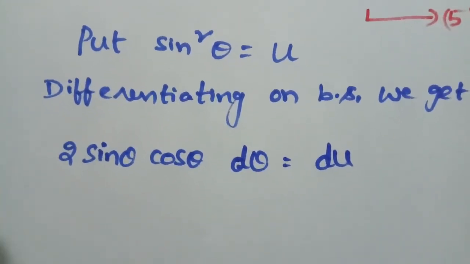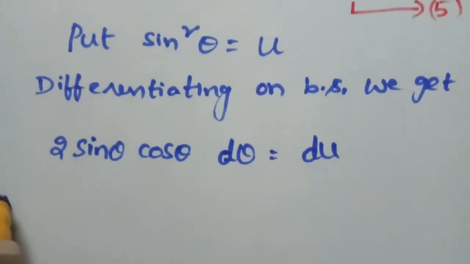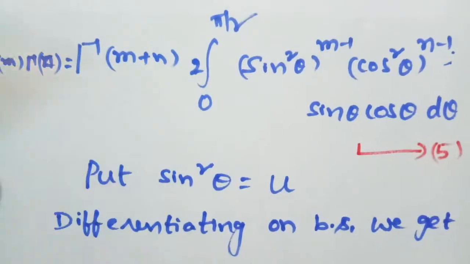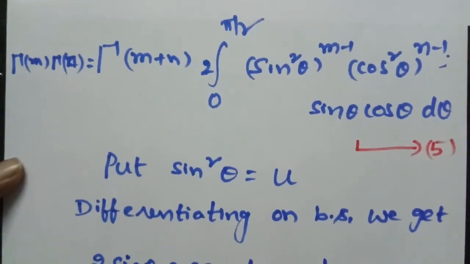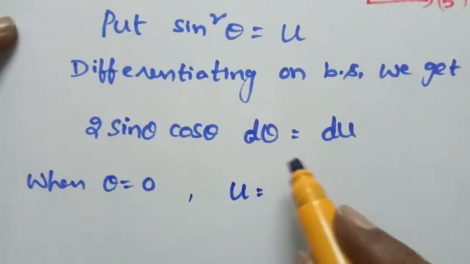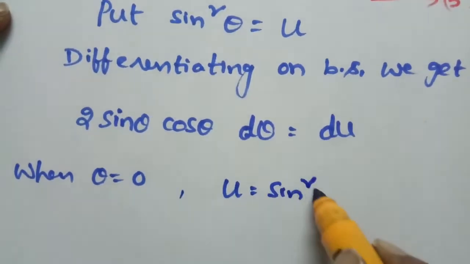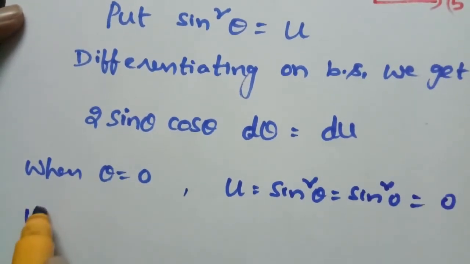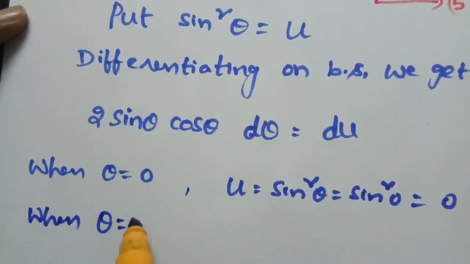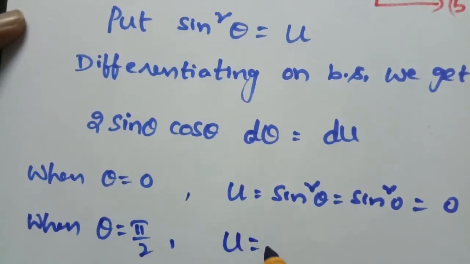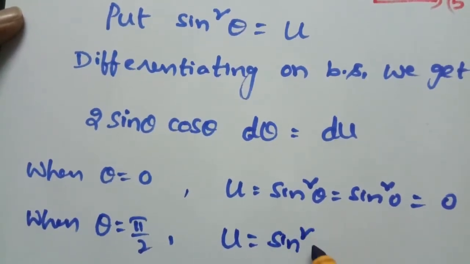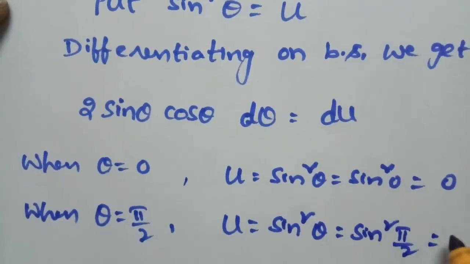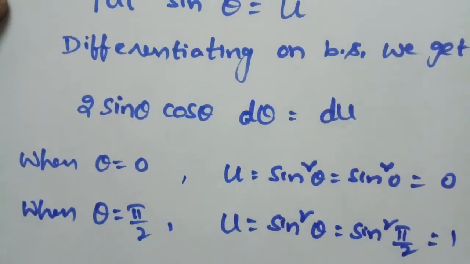Now the limits. When theta is equal to 0 degrees, what is the limit of u? Now u is equal to sin square theta, therefore sin square 0 is 0. When theta is equal to 90 degrees, u is equal to sin square theta, that is equal to sin square pi by 2, that means sin 90 is 1, 1 square is equal to 1.